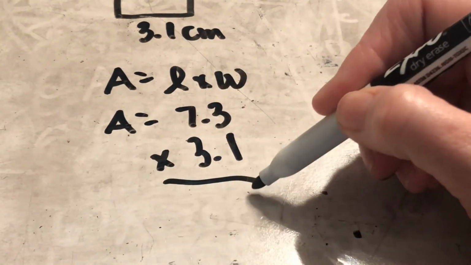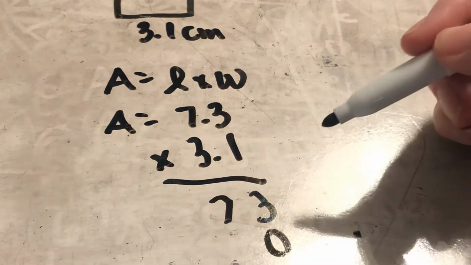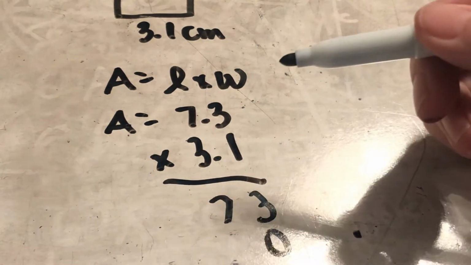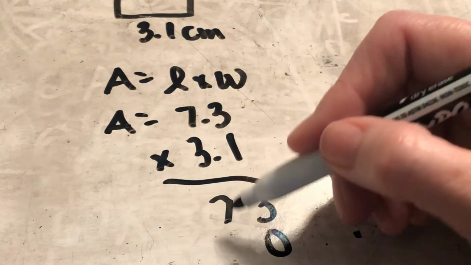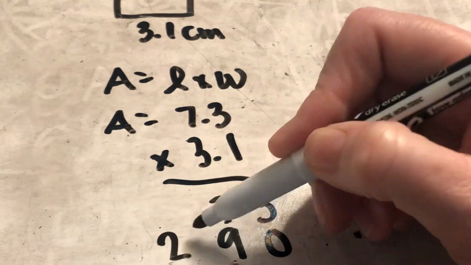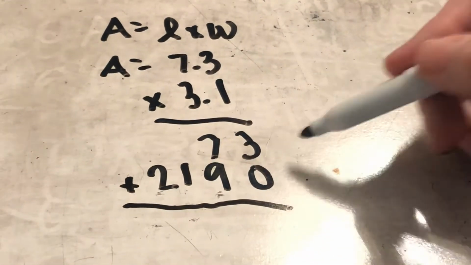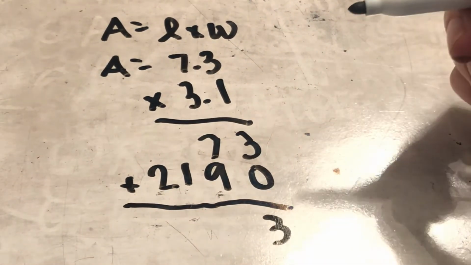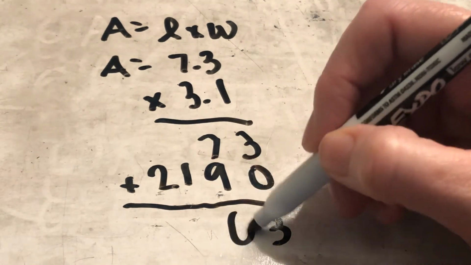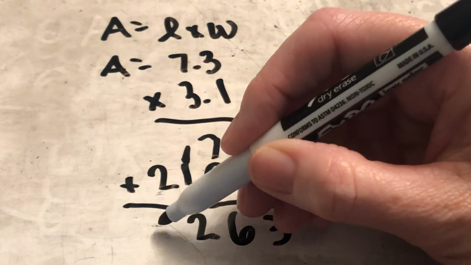3 times 1 is 3. 1 times 7 is 7. Cannot forget that magic 0. Since I'm starting in the tens, I have to start in the tens. 3 times 3 is 9. 3 times 7 is 21. I'm going to add those up. 3 plus 0 is 3. 9 plus 7 is 16. 1 plus 1 is 2. And then I have a 2.